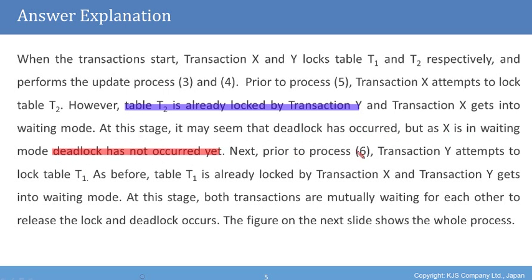Next, prior to process 6, transaction Y attempts to lock table T1. As before, table T1 is already locked by transaction X, and transaction Y gets into waiting mode. At this stage, both transactions are mutually waiting for each other to release the lock, and deadlock occurs. The figure on the next slide shows the whole process.